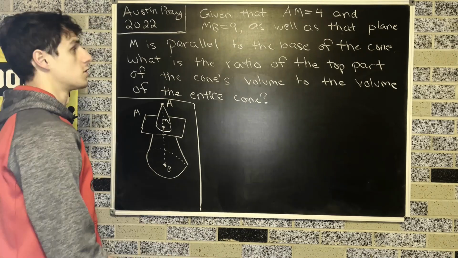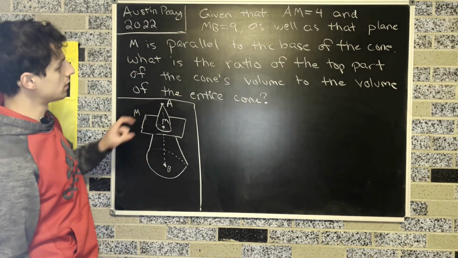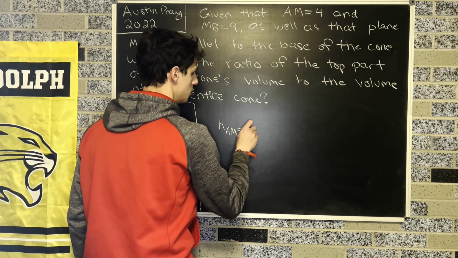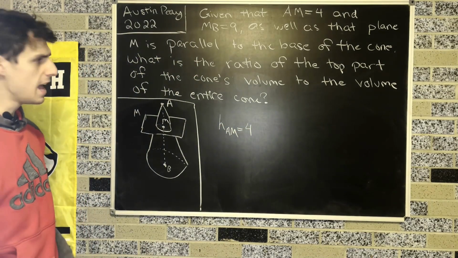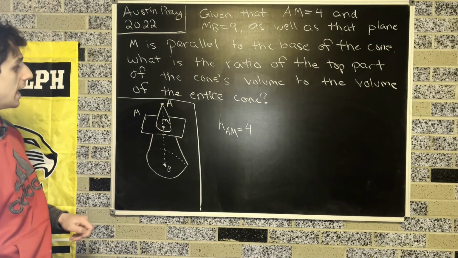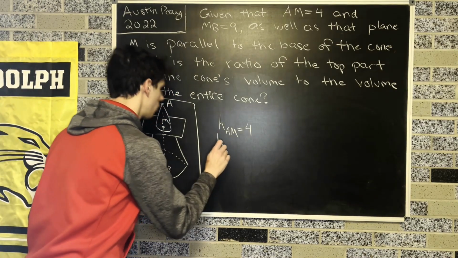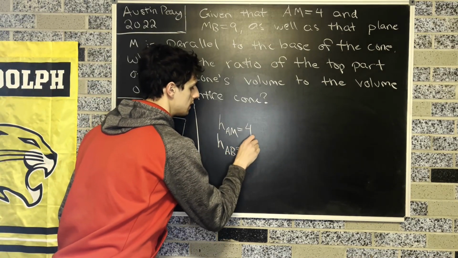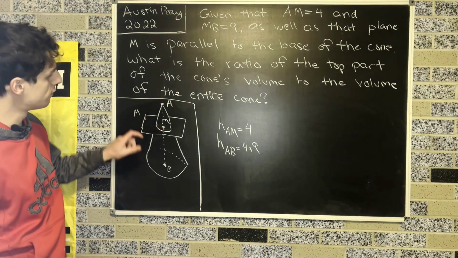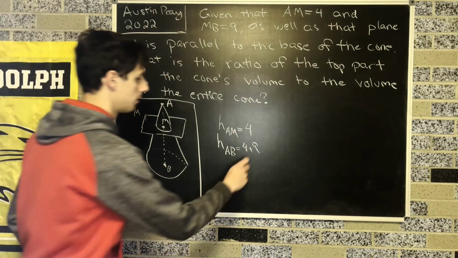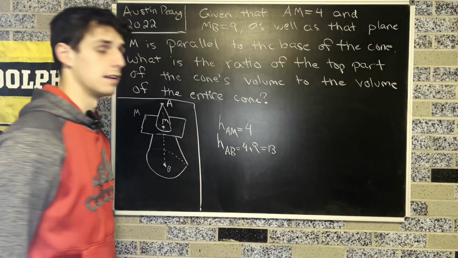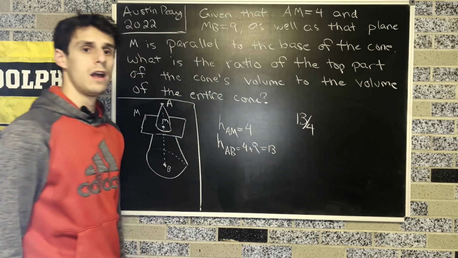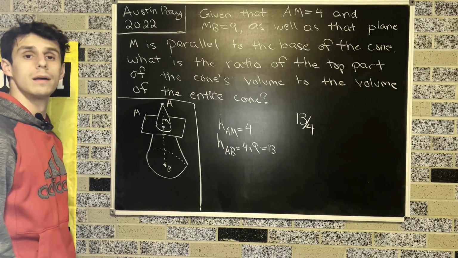So let's go ahead and do that. We know that this AM length right here is equal to 4. So we know that the height of cone AM is equal to 4. Additionally, we know that MB is equal to 9, which means the height of cone AB is equal to 4 plus 9. That's this short length here, that's 4, and then this big length here is 9, and that gives us 13, which means that our scale factor here is 13 over 4, with the bigger cone being on top.